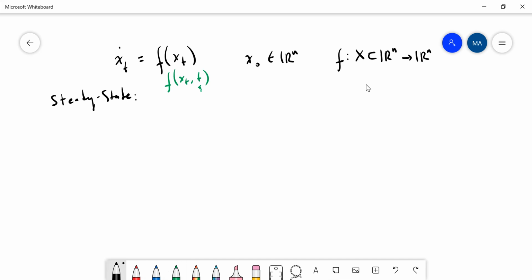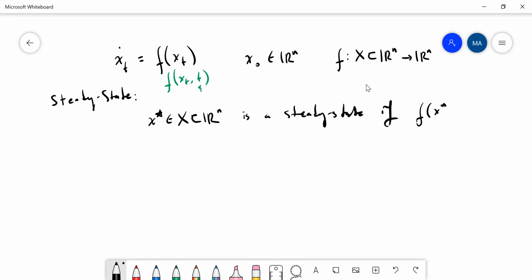Now, how do you define the steady state? Very simple. X star in X is a steady state if f of X star equals 0. Okay, and 0 here is of course the vector, right? It has n dimensions. So that's it. That's the definition of the steady state.